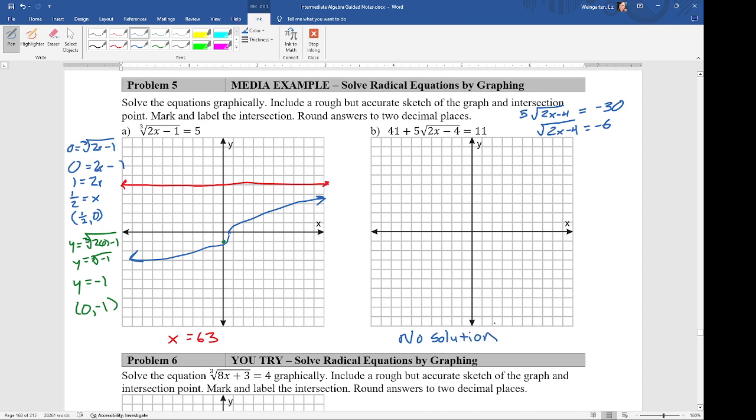You can see this if you graph this in Desmos as well. I am typing in Desmos the square root of 2x minus 4, and I'm also typing in y equal to -6. So this is what it looks like. Here is our y equal to -6. 1, 2, 3, 4, 5, 6. And here is the graph of the square root. You can see those two lines are never going to meet, so there is no solution.